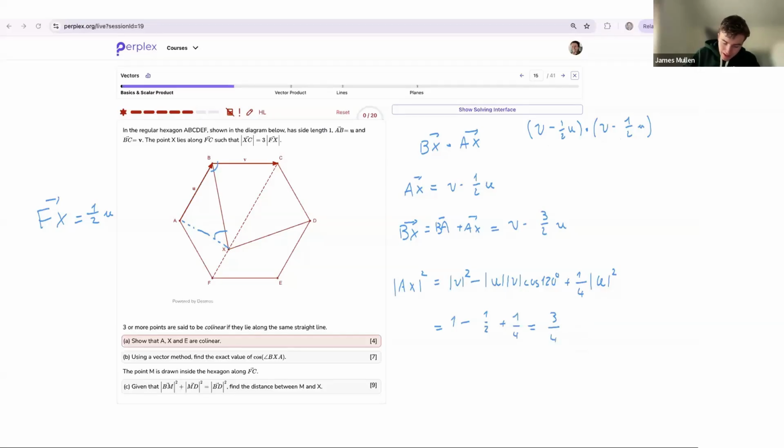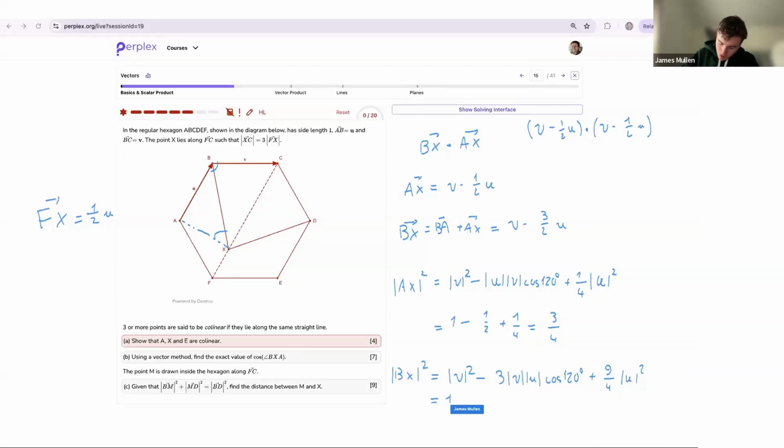And now the length bx, well, bx, if I square that, if I take the dot product of this with itself, I'm going to get the magnitude of v squared minus v times 3 over 2u, that times 2, because there's a cross product term. It's like a plus b squared. So I have a squared plus 2ab plus b squared. So I'm going to have minus 2 times v times 3 over 2u. So minus 3 v u cosine of 120 degrees plus 9 over 4 u squared.